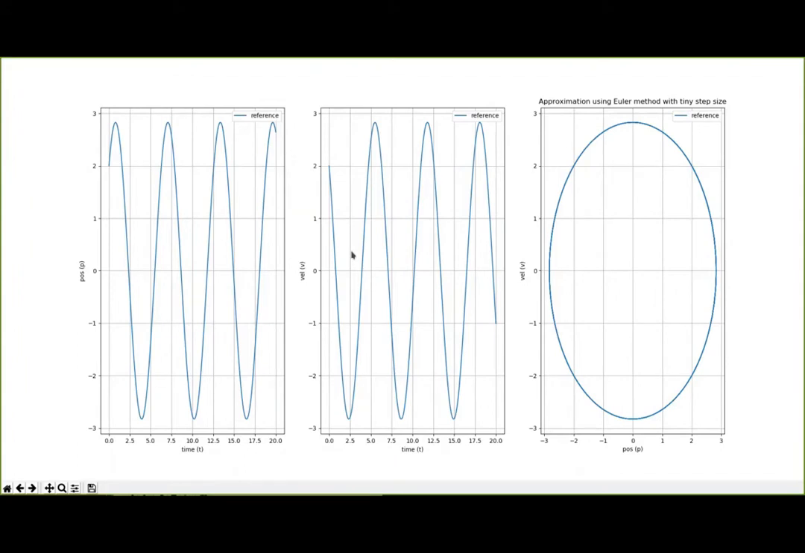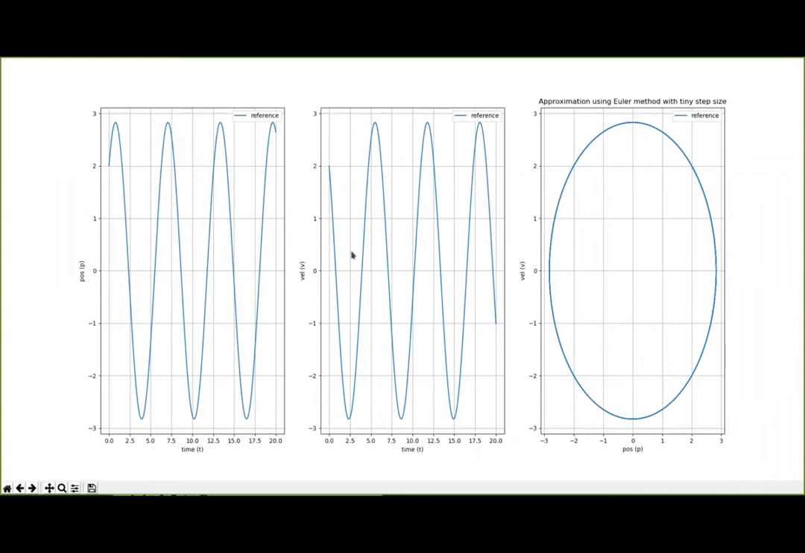In the left panel, you see the evolution of the position variable over time, where the time in this case goes from 0 up to 20. And in the middle panel, you see the evolution of the velocity variable, as the time goes from t equals 0 up to t equals 20. And finally, in the right panel, you see the trajectory of the position velocity pairs as the time progresses.